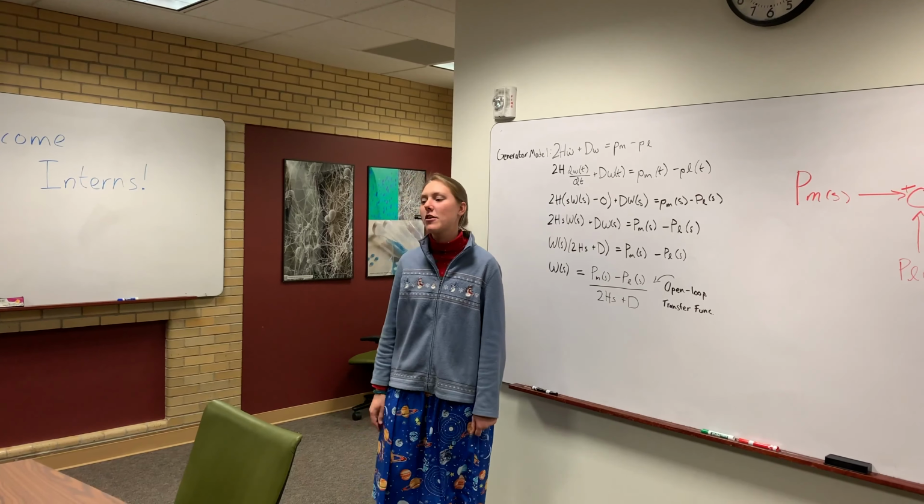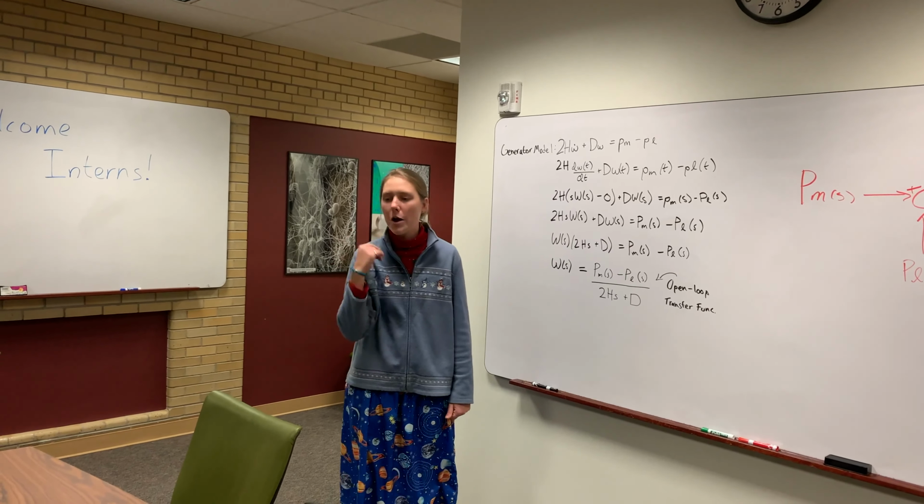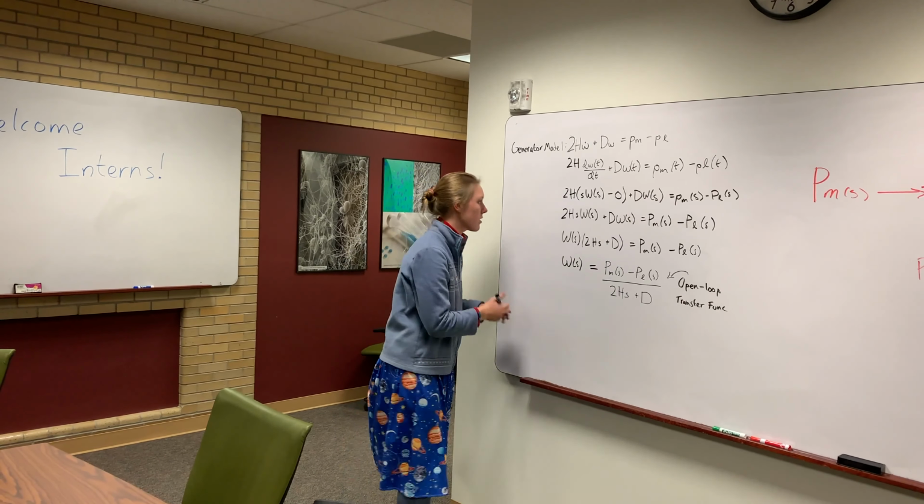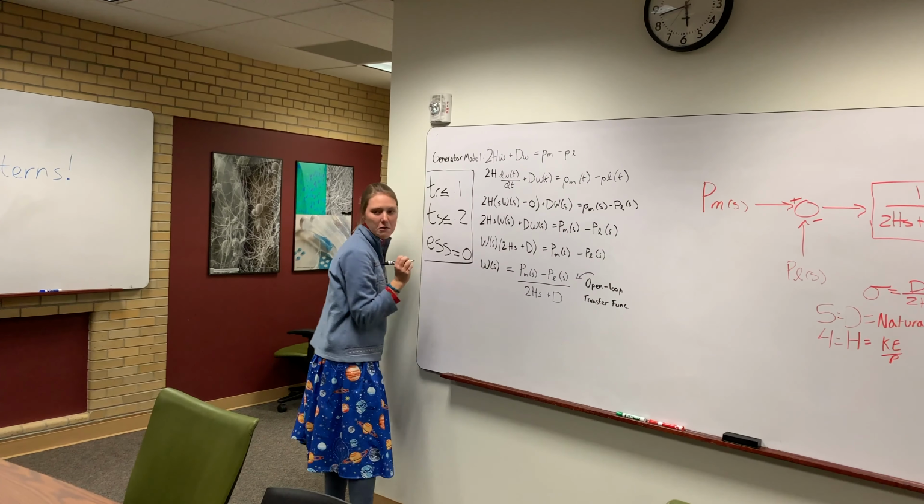Nice work. Now we need to find our controller parameters. So what are our output specifications? We want the rise time to be about 1/10 of a second and the settling time to be about 1/5 of a second. We want pretty much no steady state error. All right, that sounds good.